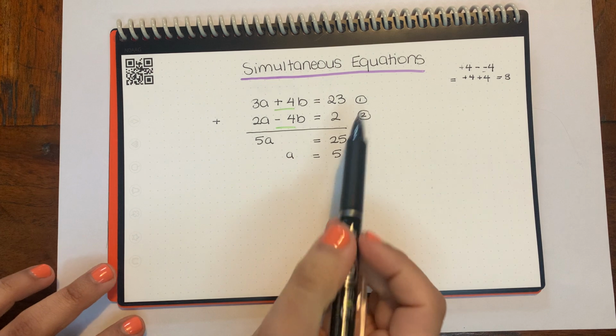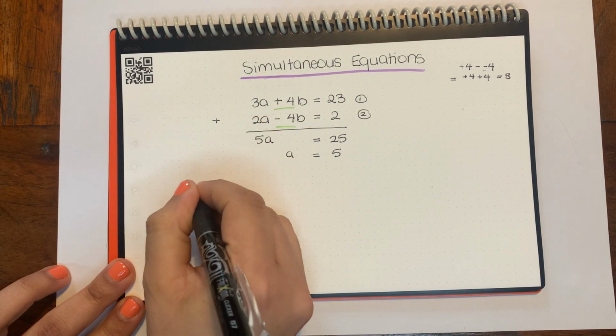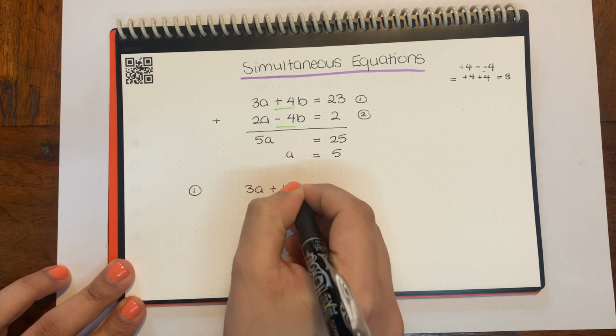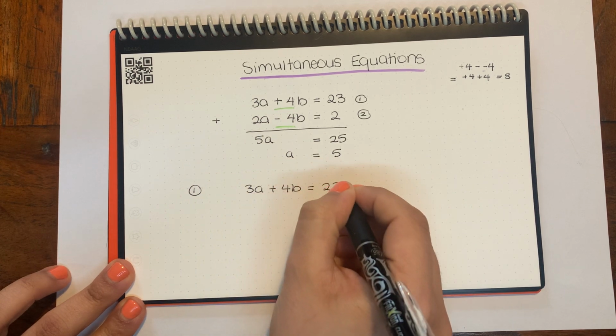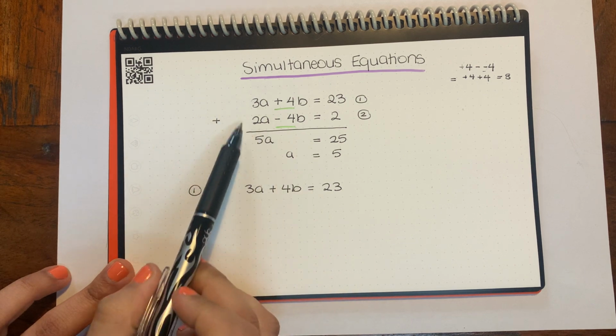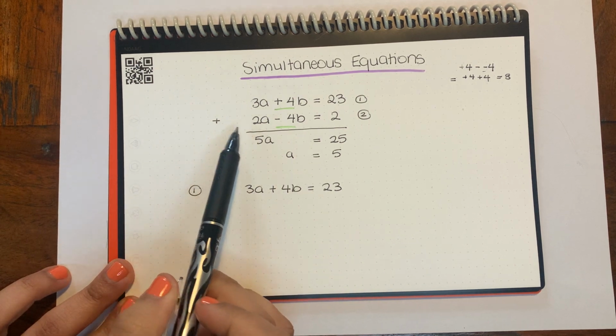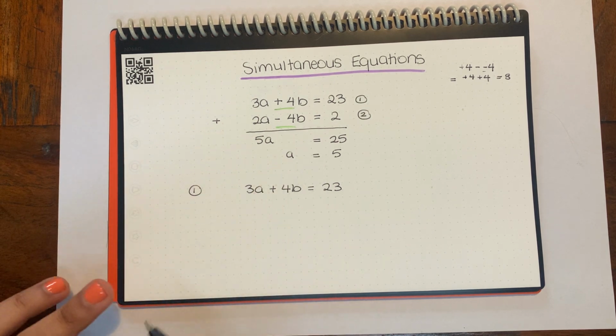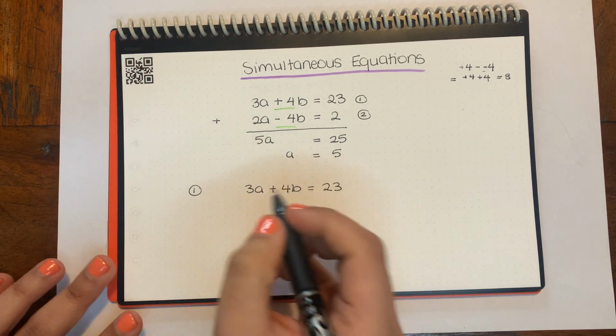Then I need to go back to find my value of b. To do that, I can pick either one of my equations. I'm just going to go for equation 1, which was 3a plus 4b equals 23, and I'm going to substitute in my value of a. It shouldn't matter which equation I go for, because ultimately I'm finding a value of a and a value of b that fit both equations. So whichever equation I choose, I should get the right value for b.